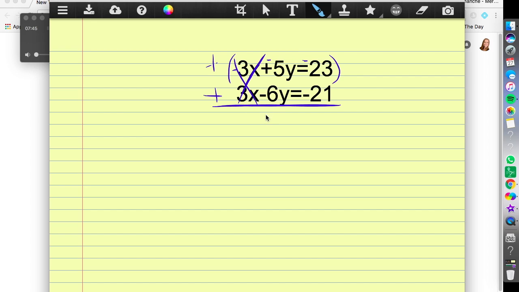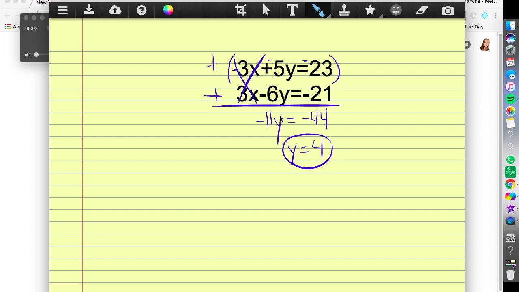We now have a negative 5y and a negative 6y, so that's going to be negative 11y. And now we have a negative 23 plus a negative 21. That's going to equal negative 44. From there we can solve for y, and we're going to end up getting that y is going to be equal to 4.